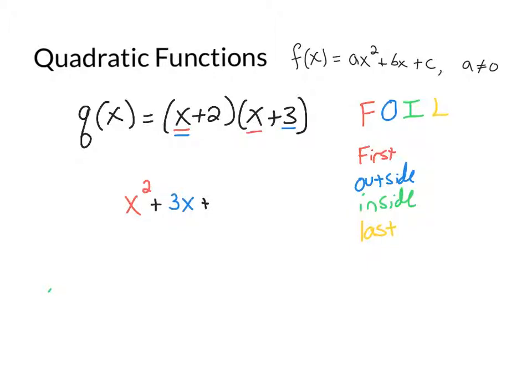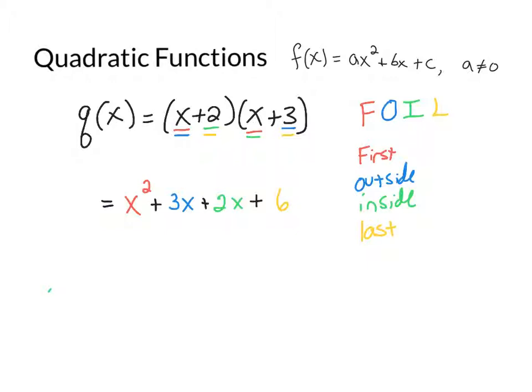Now I have to go to my inside terms, so that would be this 2 and this x here. So it would be plus 2x, and then finally I have to multiply my last terms together. 2 times 3 is 6. Okay, so if I'm foiling, this is the acronym first, outside, inside, last, and how we multiply everything together.